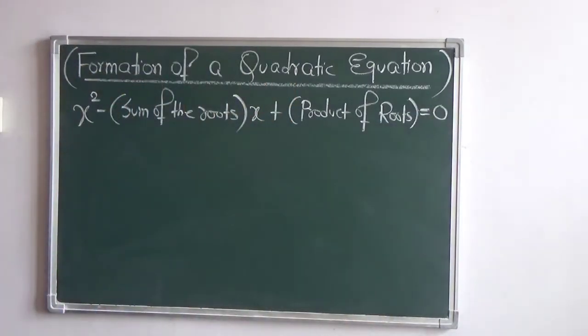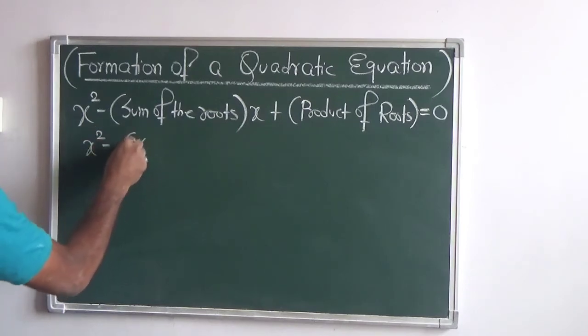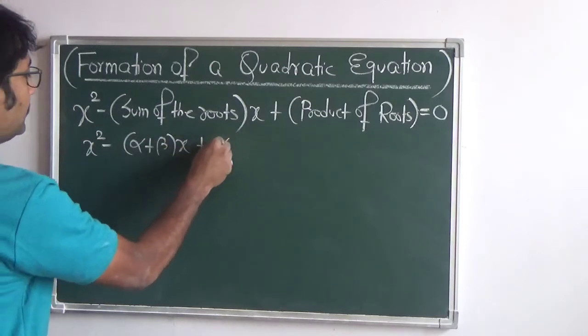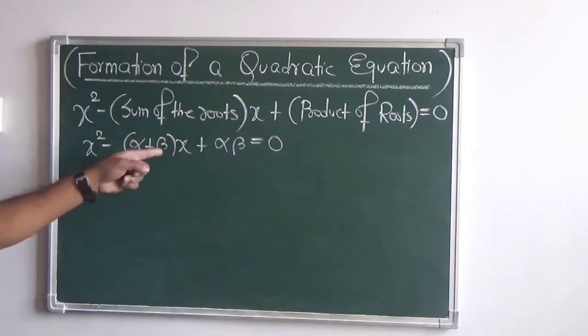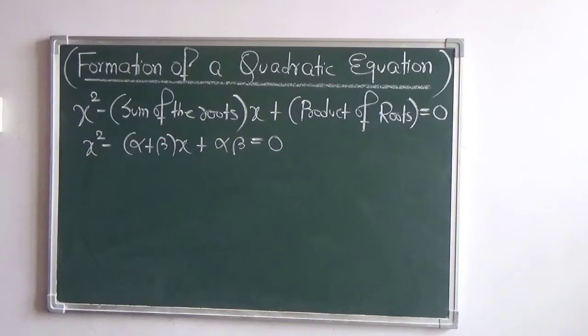So if you know the value of the sum of the roots and the product of the roots, that means if you know alpha plus beta and if you know alpha beta, then the quadratic equation can be formed in this way, that is x square minus alpha plus beta into x plus alpha beta equals to 0. So if you know the values of alpha plus beta and alpha beta, you can find or generate the quadratic equation, or you can form the quadratic equation. So let us take one question based on this type and let us see.